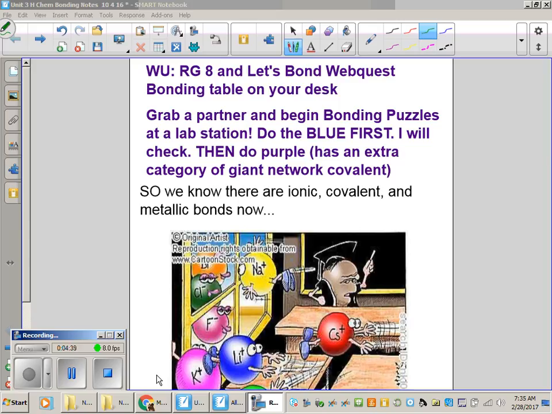Can I get some feedback? We're doing ionic right now, guys. I need that characteristic about ionic. Yes, regular 3D arrangement. Make sure that you're focusing and fixing. So regular 3D arrangement, positive and negative. I'll come back to you guys.